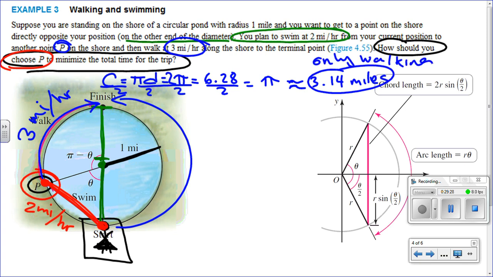Only swimming is 2 miles, so she's trying to cut distance and time by using her different rates, her speed swimming and her speed walking. So she's trying to position this point so that it's the minimum time possible. All right. So let's see.